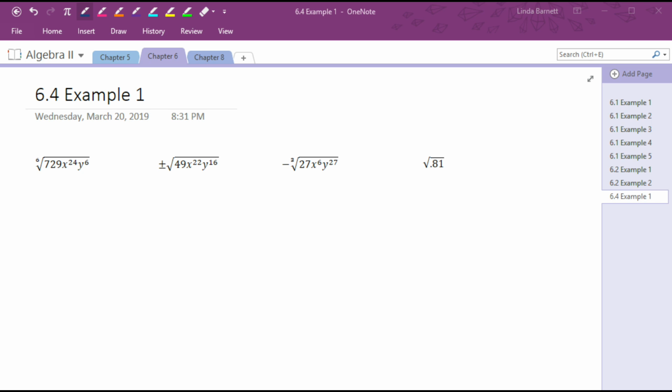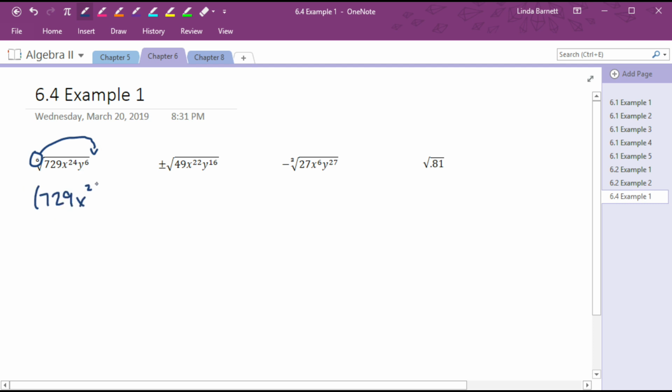6.4, example 1. We're doing the 6th root of 729, x to the 24th, y to the 6th. First of all, I'm going to use my exponent rule, and I'm going to rewrite this as a fraction over here. So it's going to be 729, x to the 24th, and y to the 6th. All of this is being raised to the 1/6 power. This is just a different way to write the 6th root of all of that. All of this can be applied to every little part inside here.